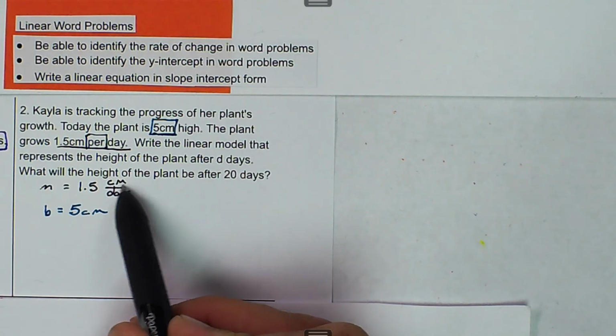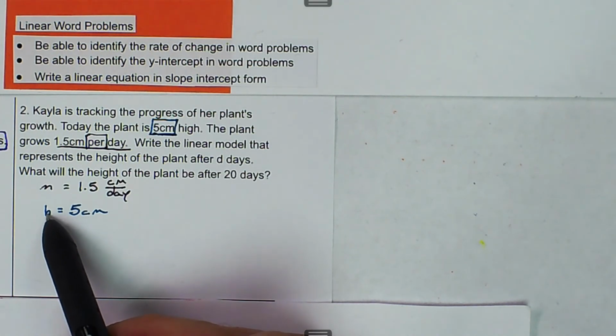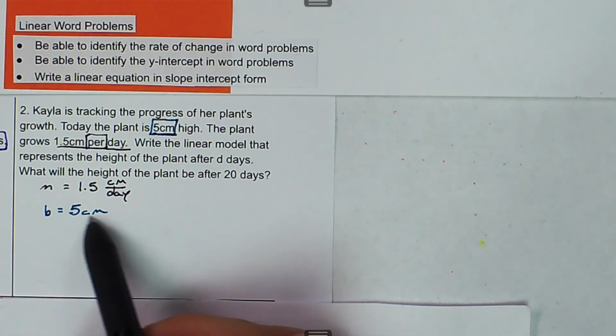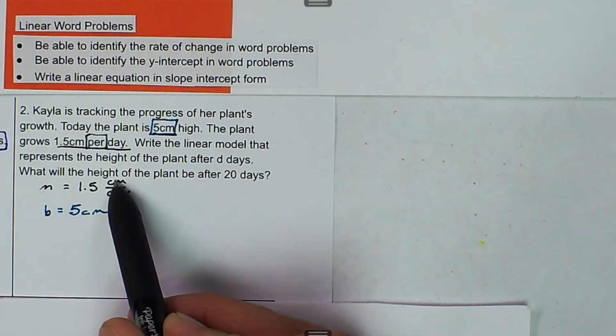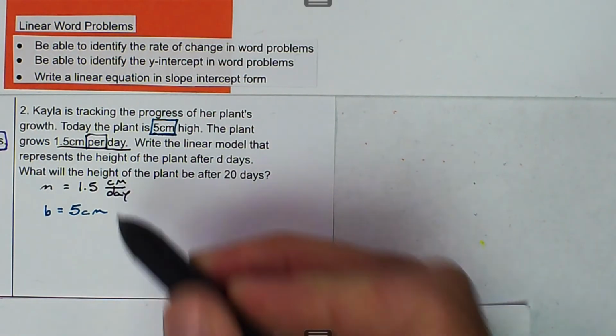And another thing that we notice is our y variable needs to go in the numerator. So our y-intercept, or our starting point, units are centimeters. That should match the units that are in the top of our fraction.